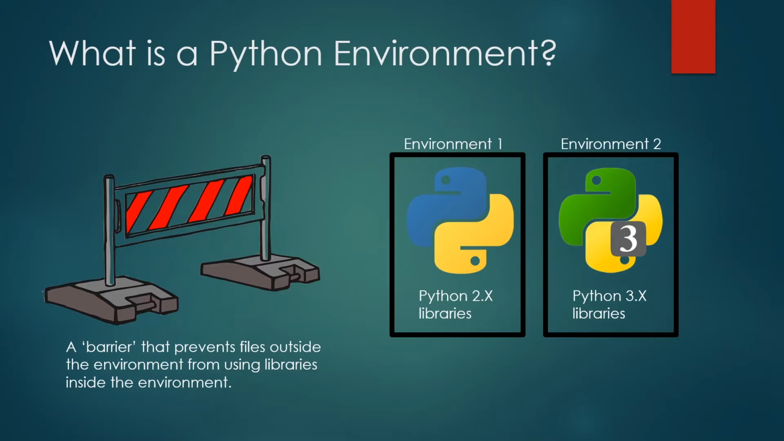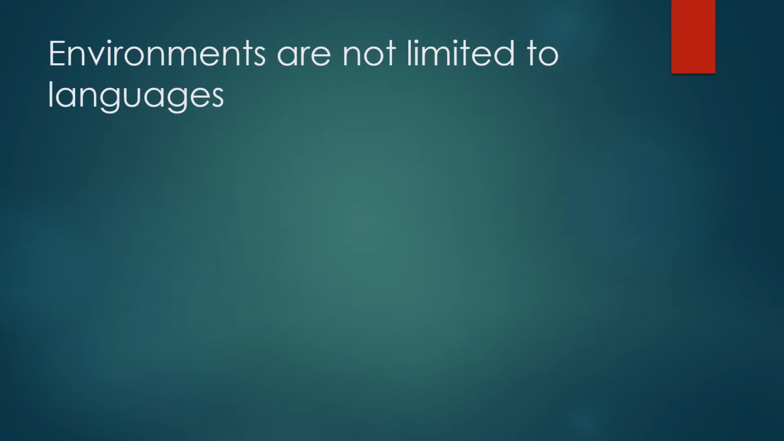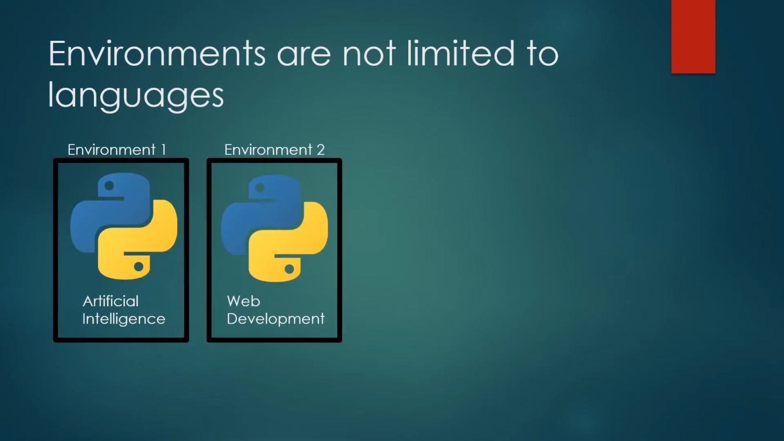Now, this is a rather extreme example, but in fact, there's tons of uses for virtual environments. So the big one is that as an artificial intelligence club, we do a lot of work with artificial intelligence. But I might have projects in web development, or I might have projects using natural language processing. Well, I can create two different environments, one for AI and one for web development, that segments my libraries and keeps it so that they're nice and clean and they're not intermingled.